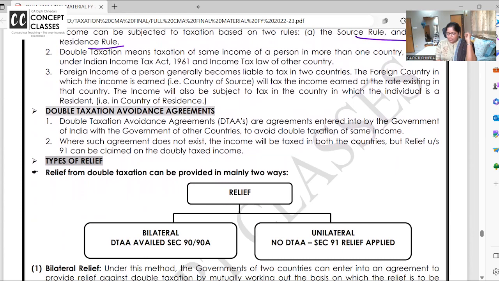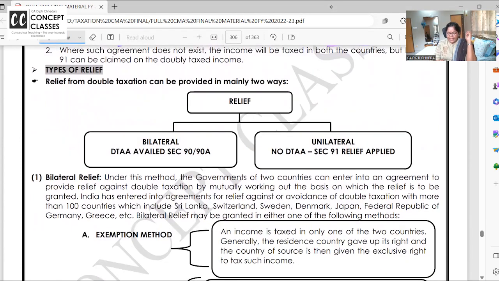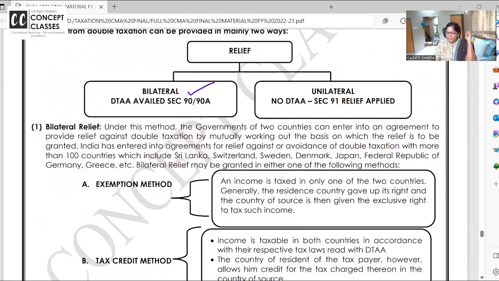So double taxation avoidance agreements are entered into by the government of India with other countries to avoid double taxation, and it is in two ways. First one is bilateral. What is bilateral? Bilateral is where we have an agreement with the countries. If agreement is there, straight, whatever tax you pay in the foreign country, take relief under section 90 or 90A. In unilateral, where there is no DTAA, section 91 relief is applied.